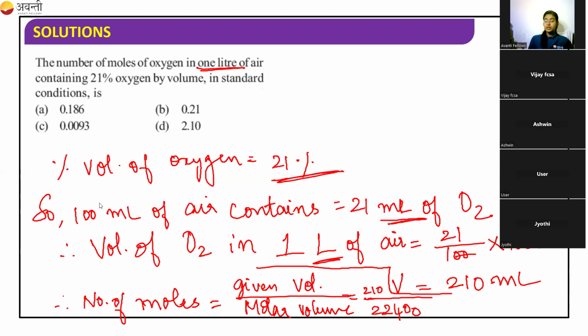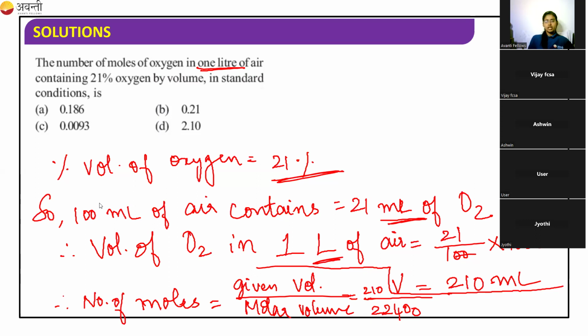22,400 is the molar volume in terms of milliliter. Now, if we divide 210 divided by 22,400, what will we get? Can anyone give me the answer by dividing these two numbers? 210 divided by 22400. Try the answer for this question. Number of moles is equal to given volume divided by molar volume.